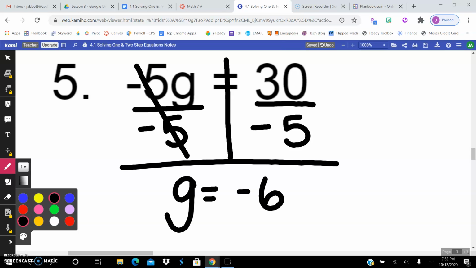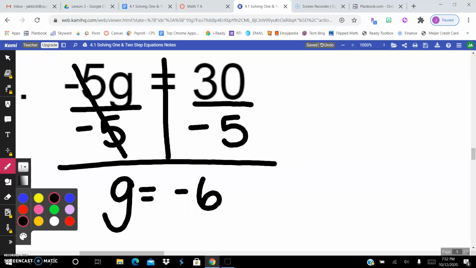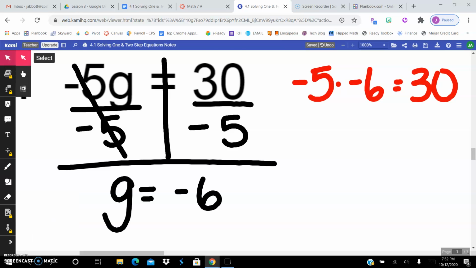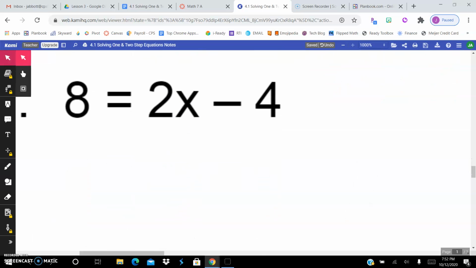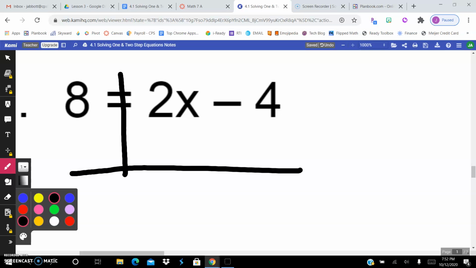And again, to check our work, we plug that negative 6 back in. We can do negative 5 times negative 6, and we should get positive 30, which is true. So we know we have the right answer. Then moving on, we have two-step equations. So that means we are going to have to do the upside down T problem twice.